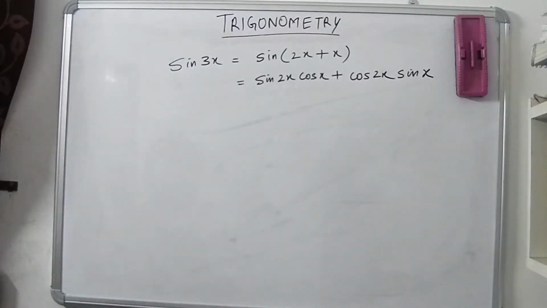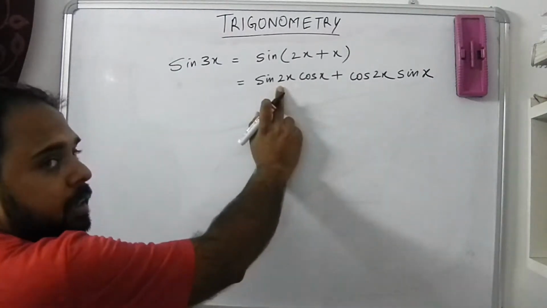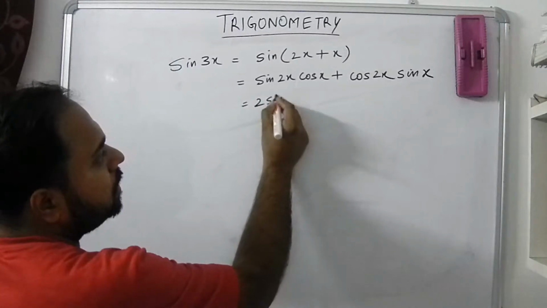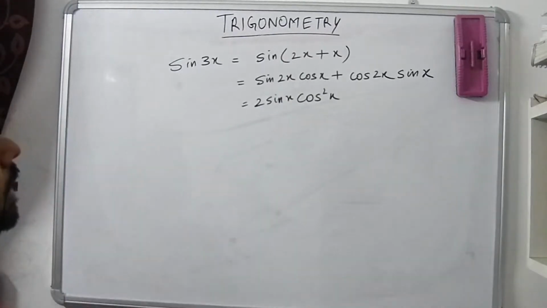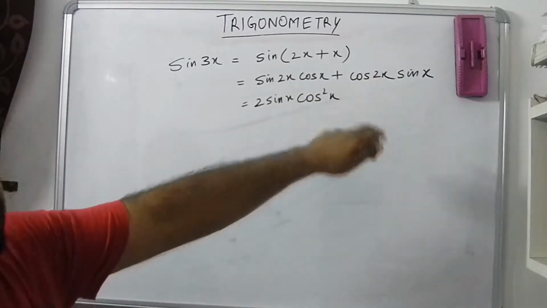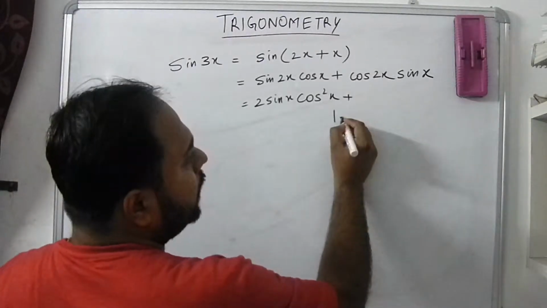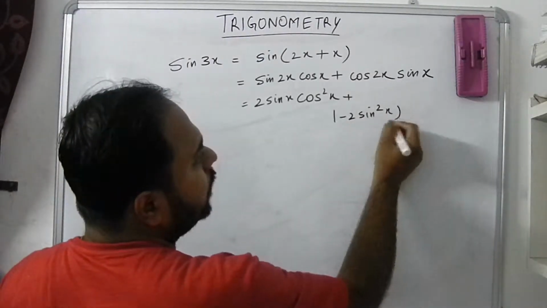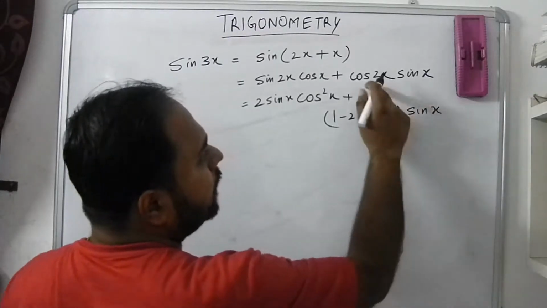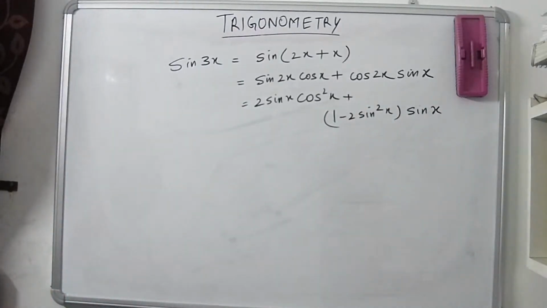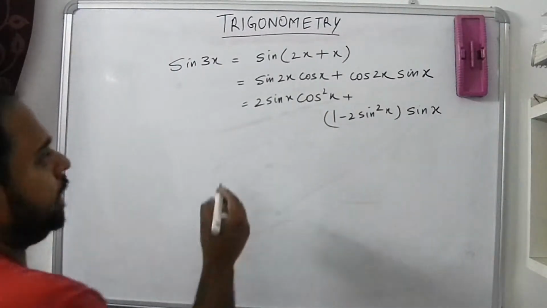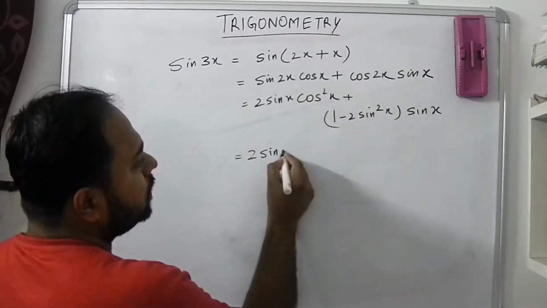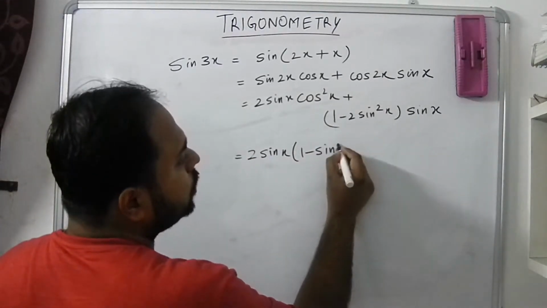Now we are looking for sine, so we need everything in terms of sine. Let's see what we can do. We expand sin 2x as 2 sin x cos x, and cos 2x we have to expand in terms of sine, so it becomes 1 minus 2 sin square x, into sin x. I want everything in terms of sine, and we know cos square x is nothing but 1 minus sin square x. So it becomes 2 sin x into 1 minus sin square x.